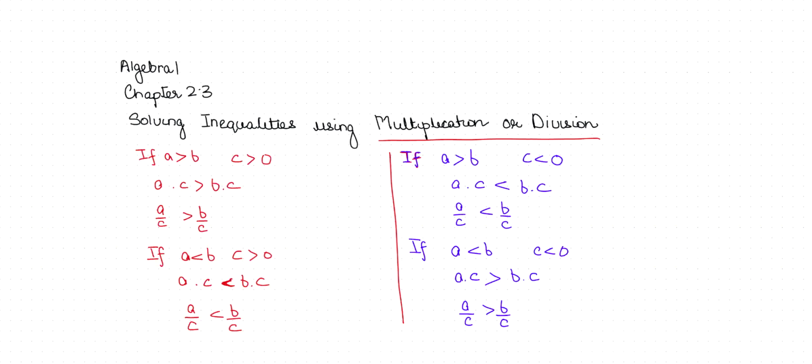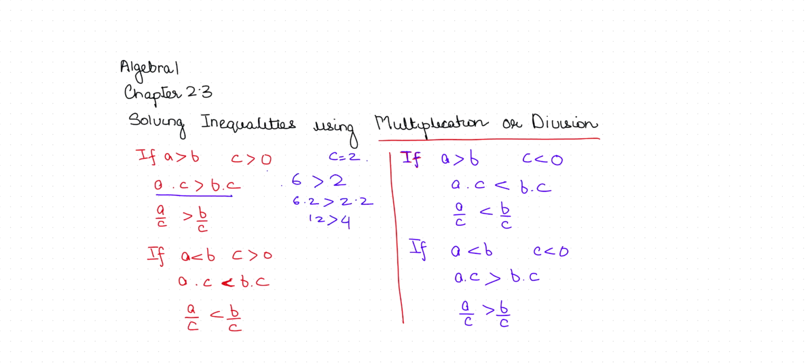So if A is greater than B and we multiply by a number C, and if C is greater than 0, then the sign remains the same. Like if 6 is greater than 2, and C is 2, which is greater than 0, so if we multiply 6 times 2 and 2 times 2, 12 is still greater than 4. And same with the division.